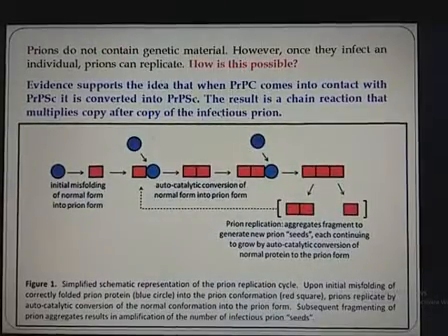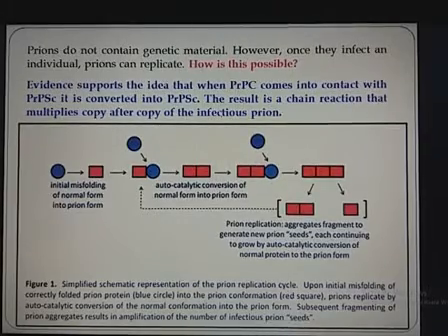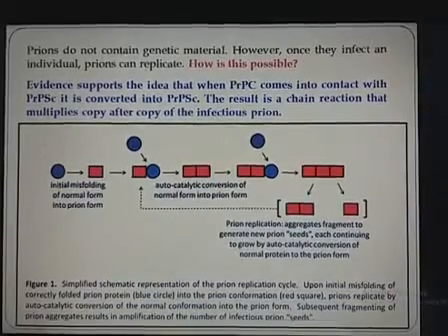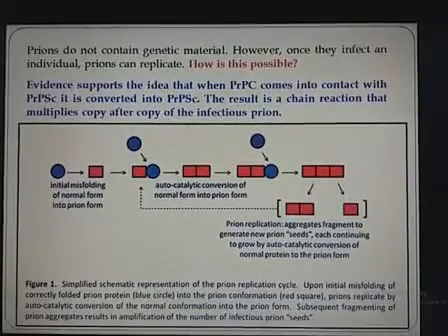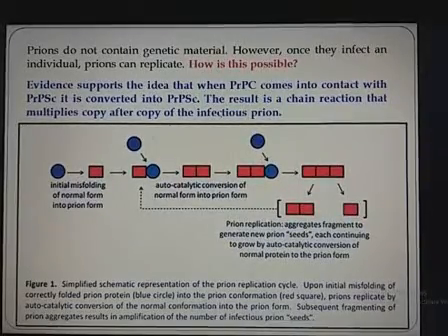Now, prions do not have any kind of genetic material, either RNA or DNA, but the question is: once they infect some normal individual or normal cells, how can they replicate? How is this possible? Several experimental evidences support the idea that when PrPC comes into contact with PrPSc, it is converted into PrPSc. The result is a chain reaction that multiplies copy after copy of the infectious protein, or infectious prion.